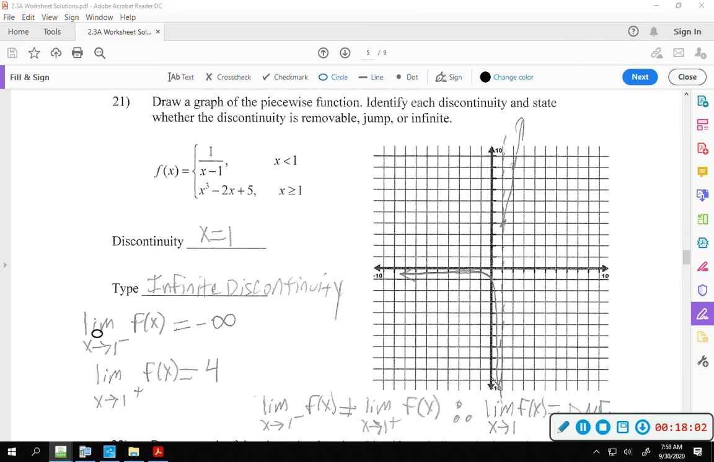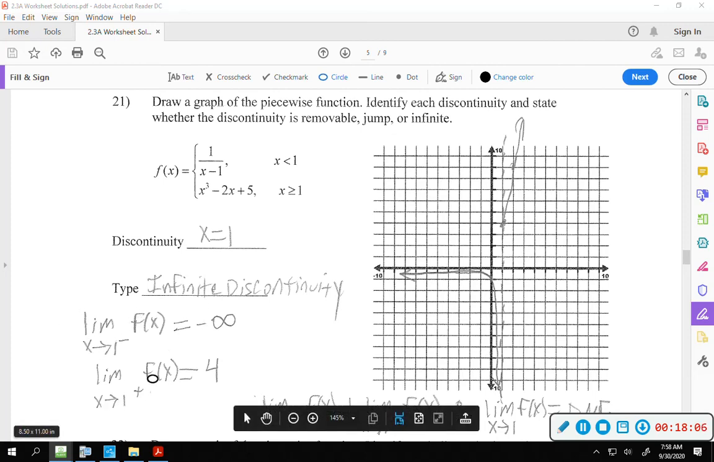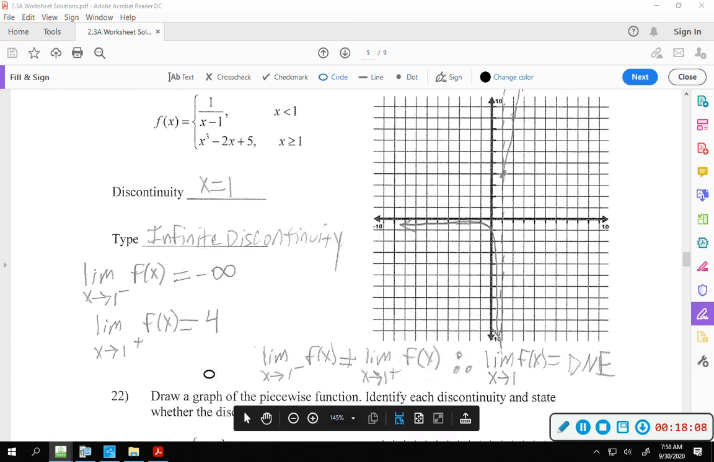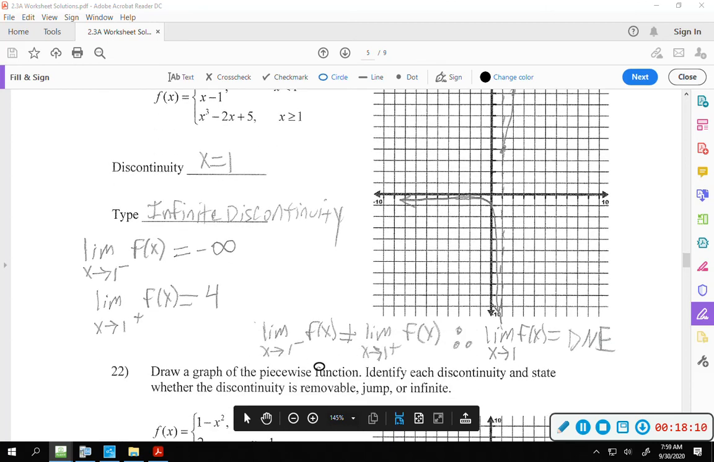Notice again, the limit as x approaches 1 from the left is -infinity. The limit as x approaches 1 from the right is 4. And since the left-hand limit does not equal the right-hand limit, the limit as x approaches 1 of f of x does not exist. And as soon as we don't have a limit, we cannot have continuity.